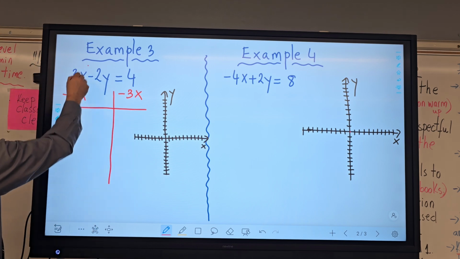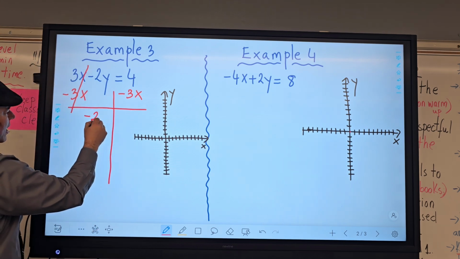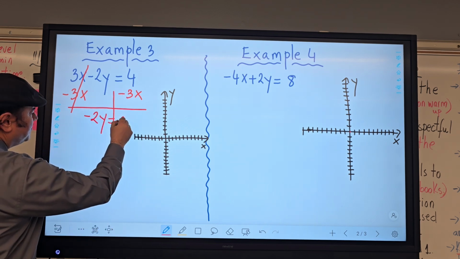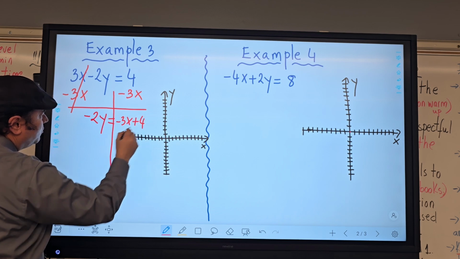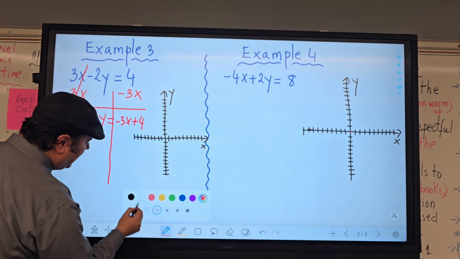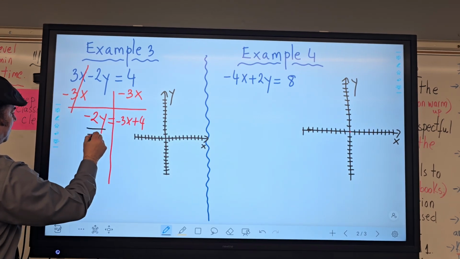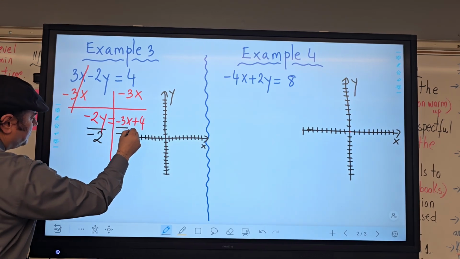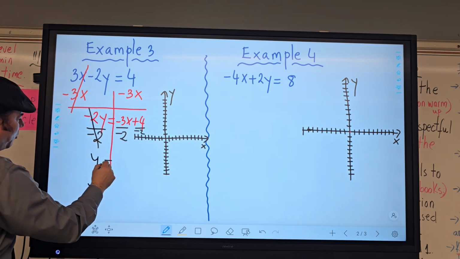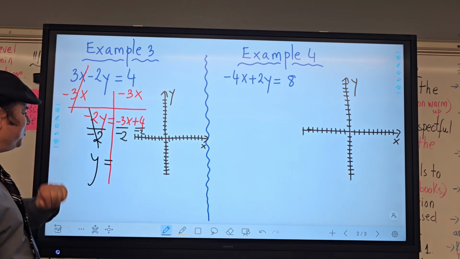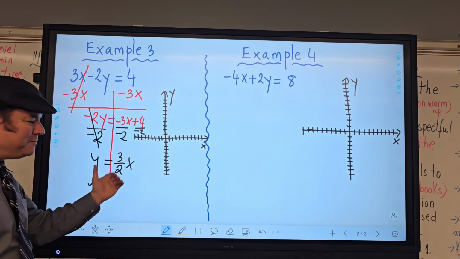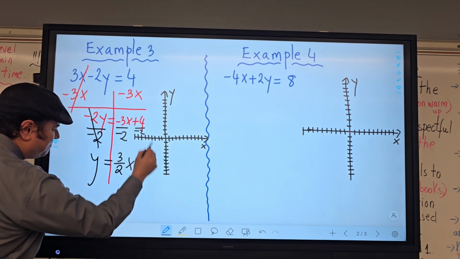3x minus 3x cancel out, so we have negative 2y equals, again we have negative 3x first, plus 4. We cannot combine them because they are two different terms. And finally, let's divide both sides by negative 2. Negative divided by negative becomes a positive. y equals negative 3 divided by negative 2 becomes 3 over 2 x, and 4 divided by negative 2 is negative 2.